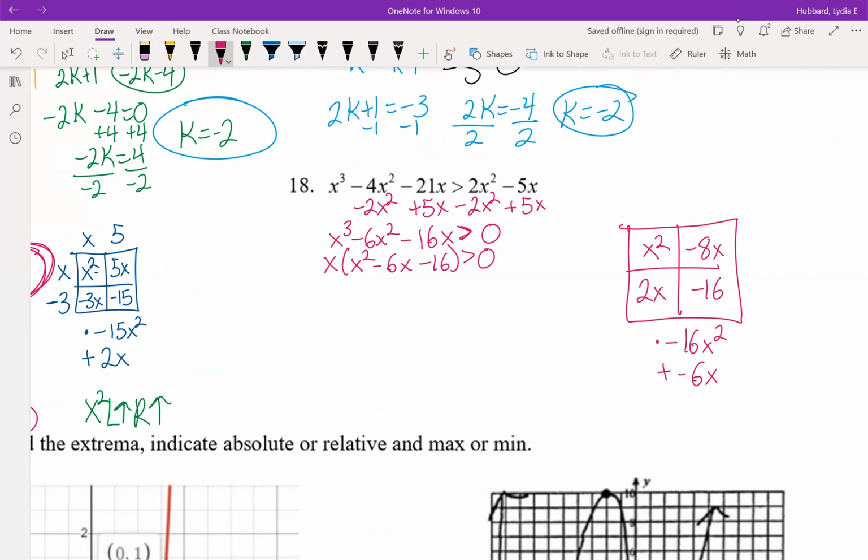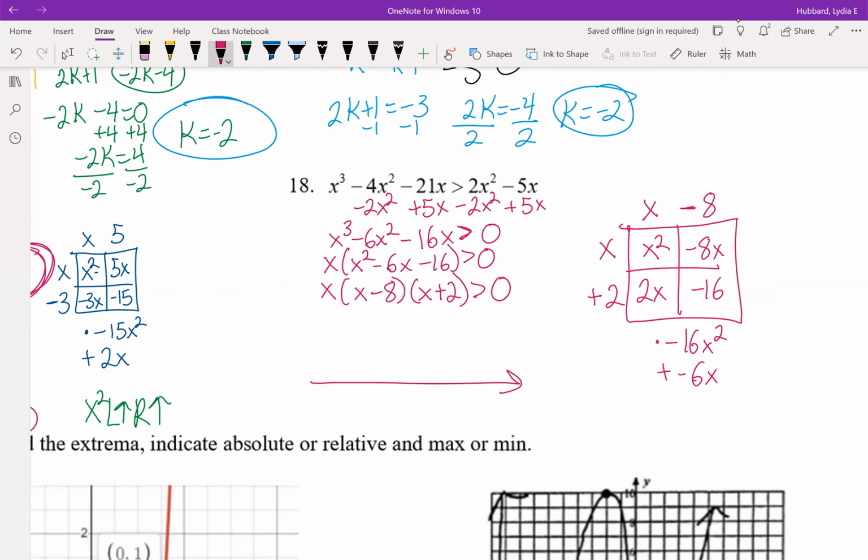So out of the first column, I can take out an x. Out of the second column, the closest box is negative, so I'm taking out a negative, and both of those are divisible by 8. Out of the first row, I can take out an x, and out of the second row, I can take out a positive 2. So this entire thing factors to x times x minus 8 times x plus 2. Please do not drop that GCF. That is so important.